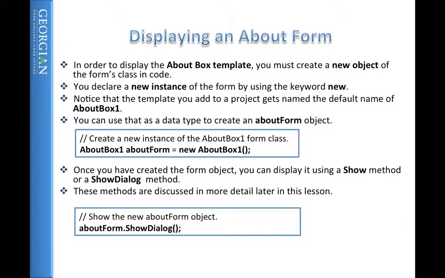Okay, so how do we display the about box? We've actually got this about box. We've taken it from the template, and here's the exact same instantiation that we did for the last form. We've got About Box 1, which is the template that we pulled in from our Windows Forms, and then we created this about form object, an instance of the about box. We have to use the new keyword again and about box to create an instance of this object. That's what we do here.